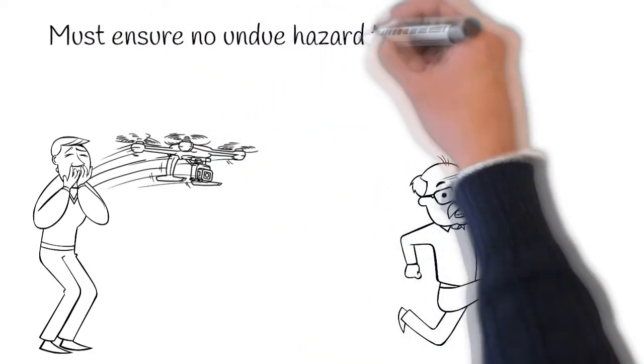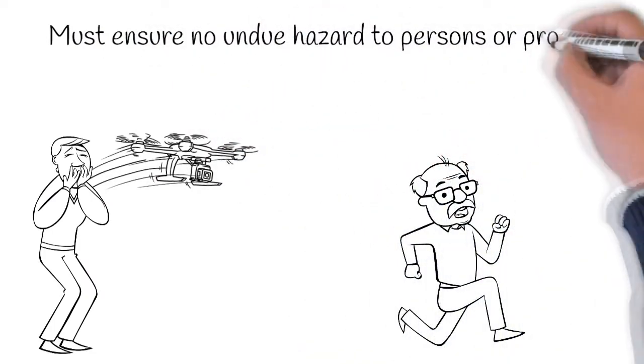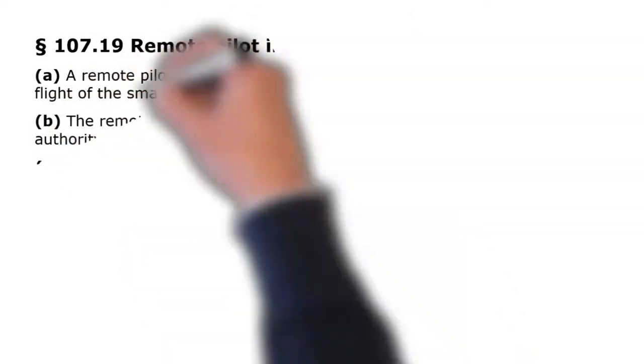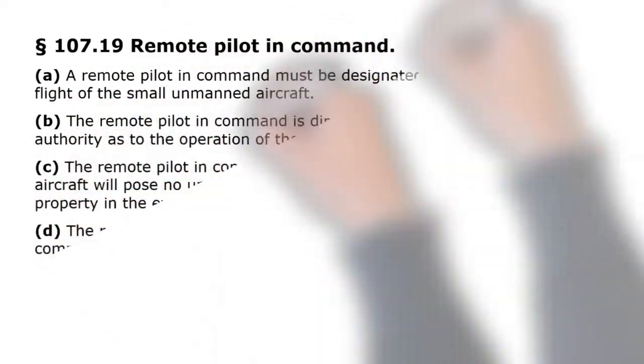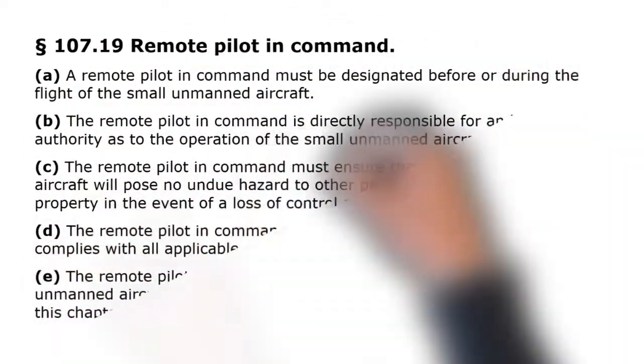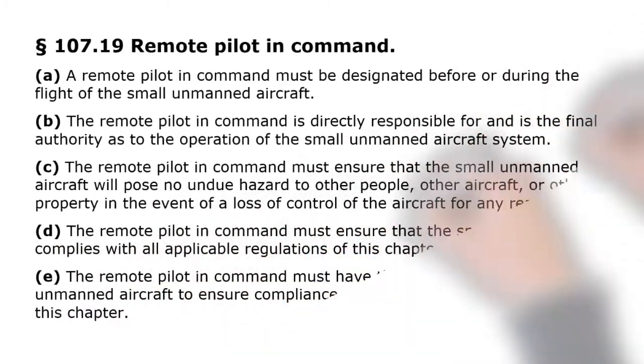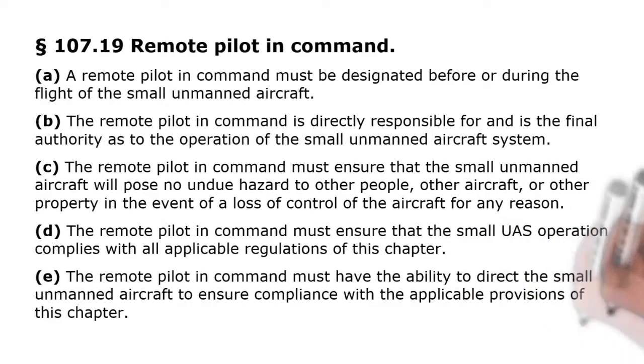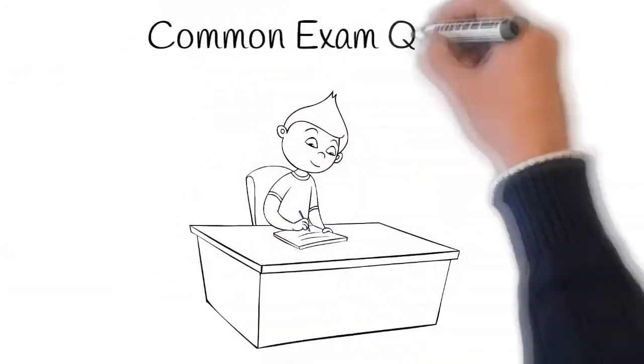The remote pilot in command must ensure that the small unmanned aircraft will pose no undue hazard to other people, other aircraft, or other property in the event of a loss of control of the aircraft for any reason. The remote pilot in command must ensure that the small unmanned aircraft operation complies with Part 107. The remote pilot in command must have the ability to direct the small unmanned aircraft to ensure compliance with Part 107.